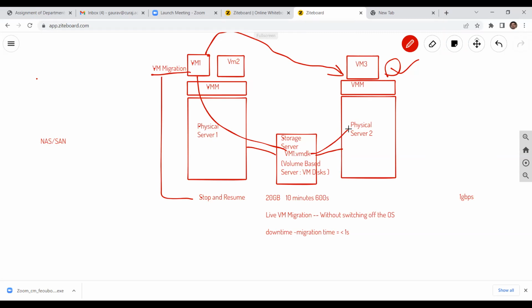But sir, won't this degrade the performance, because every time a request is there, we have to fetch from the storage server? See, this storage server is a very high performance storage server.